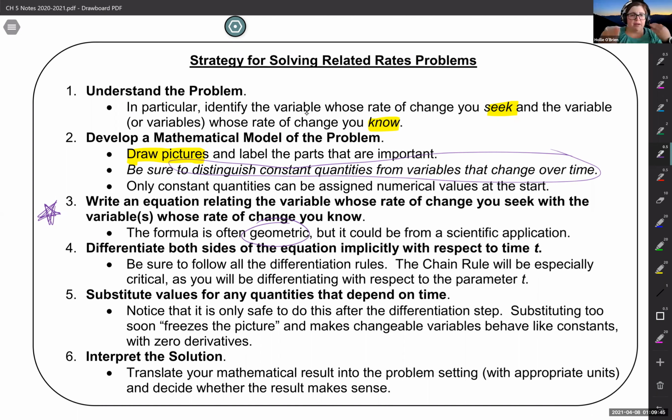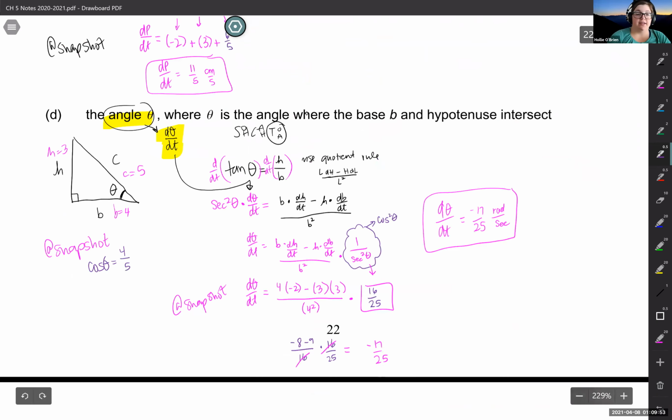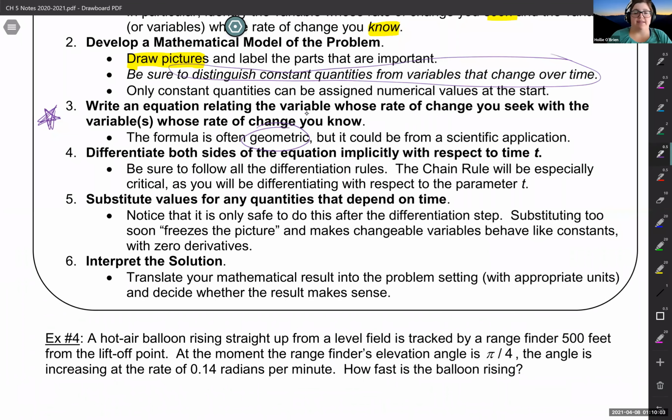You just got to think about, okay, what am I trying to find? Do I have an equation that has the thing I want and the thing I need? This is why we did tangent here. We have lengths of the triangle. We need to relate it to the angle. So that's why we use SOHCAHTOA. All right, differentiate both sides with respect to time. This is what we've been doing, right? We're pretty much pros at this by now. We've done 2 days of this.